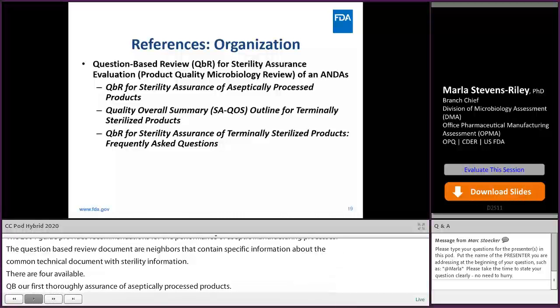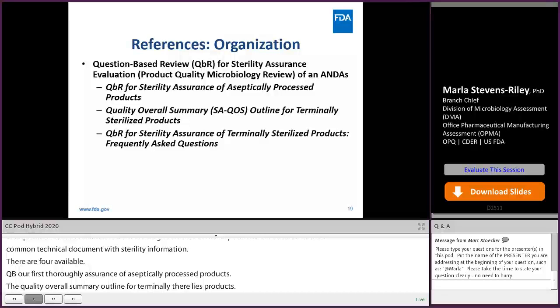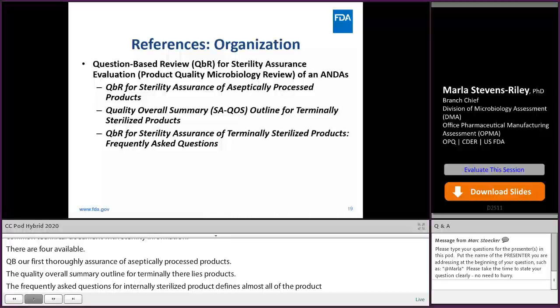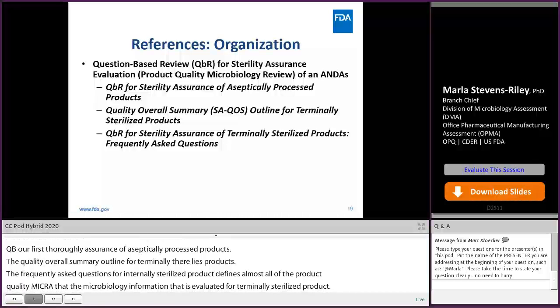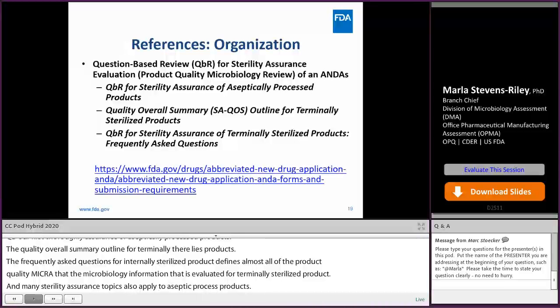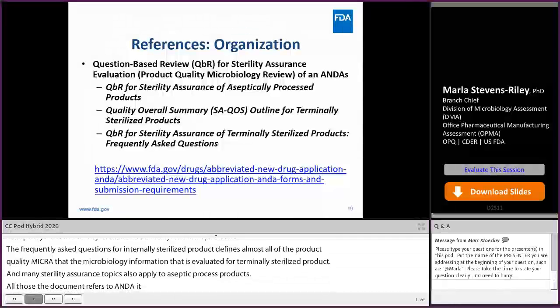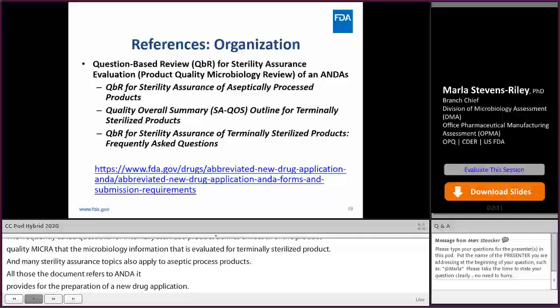This last document, the frequently asked questions for terminally sterilized products, defines almost all of the product quality microbiology reviewer information that is evaluated for a terminally sterilized product. And many sterility assurance topics also apply to aseptically processed products. Although the documents refer to ANDAs, the information also applies for the preparation of new drug applications. This is a link to a web page that describes submission requirements for ANDAs. When you reach this page, you will find additional links to the 3 documents listed above.